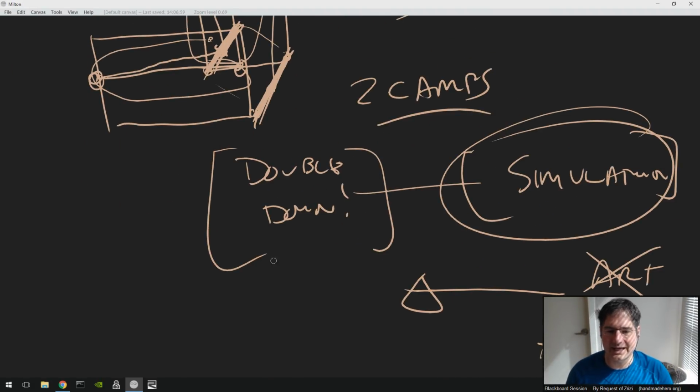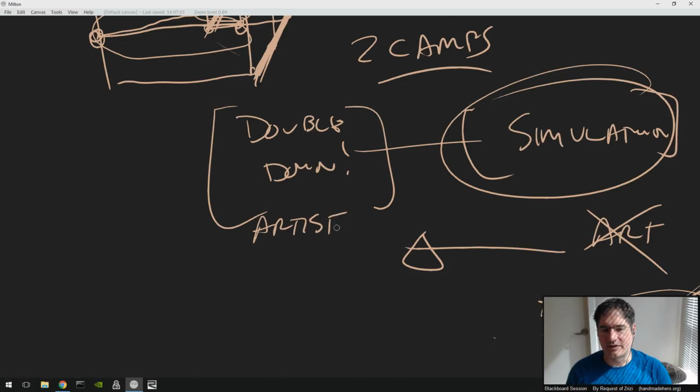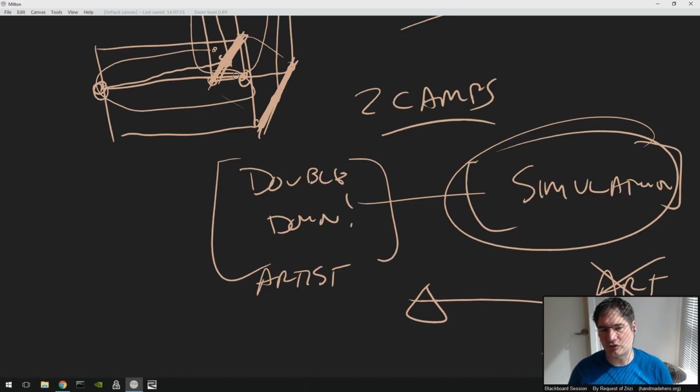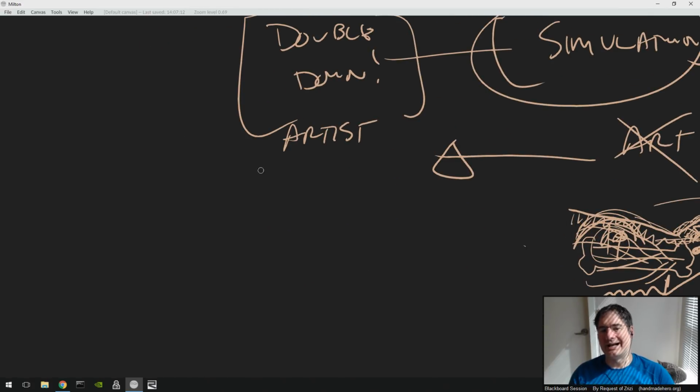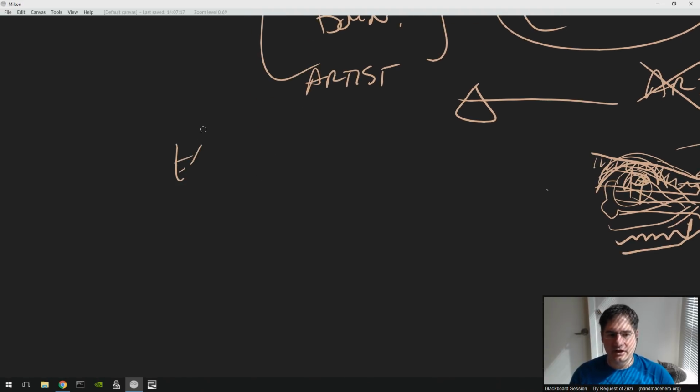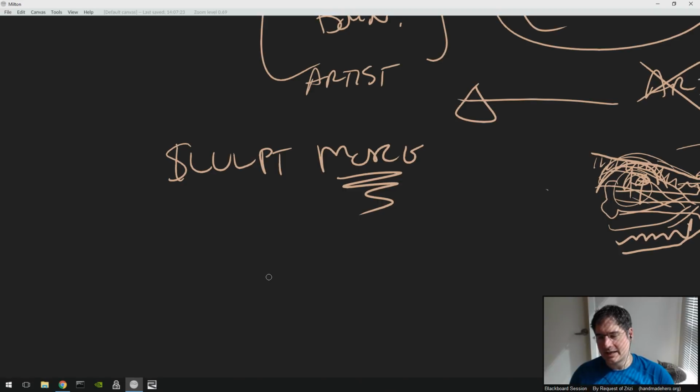Now the double down camp is to say, let's go the artist route. They were already modeling everything using tools. They already built the skeleton themselves using tools. So let's just give them tools to do more work here. And so what they do in the double down camp is exactly what I just said. Let's have the artist sculpt more, right? Artist sculpt more. You know what I'm saying?